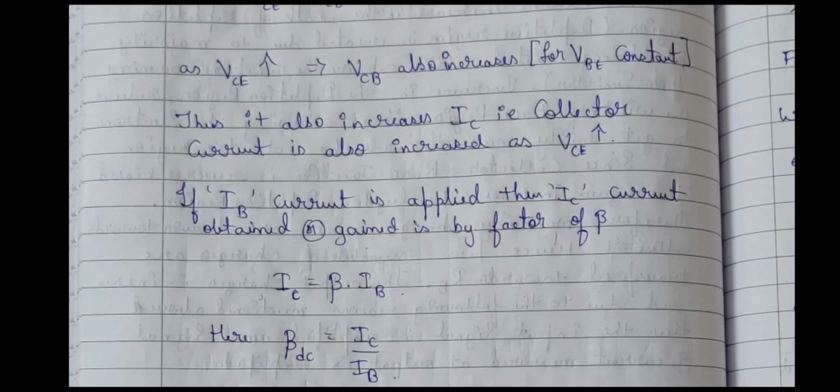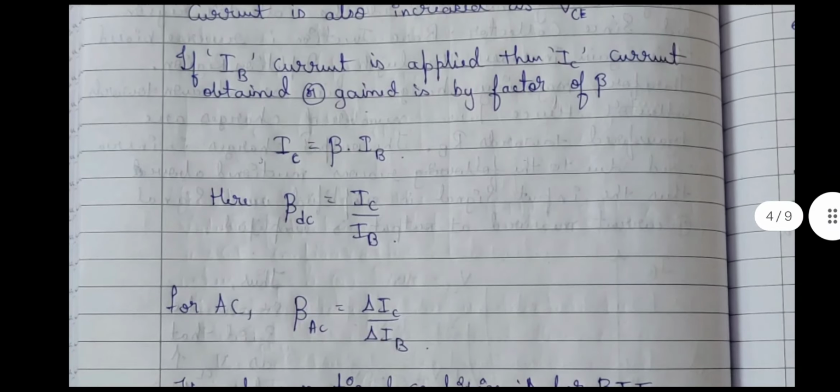If VCE is increasing, that is, the potential difference between the collector and emitter is increasing, the flow of charges from the emitter to the collector region will also increase, right? And the collector current is also increased as VCE increases. That's what it says. And if we apply some small current IB, where IB is the base current, even a small current to the circuit, the IC will increase by a factor of beta.